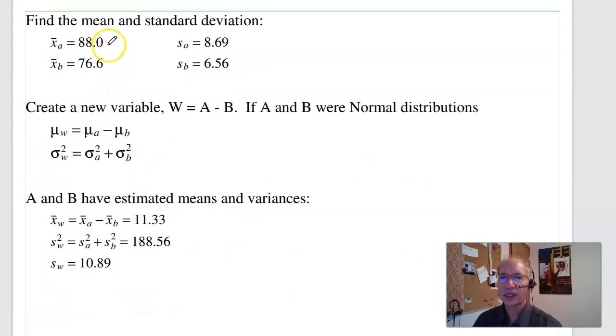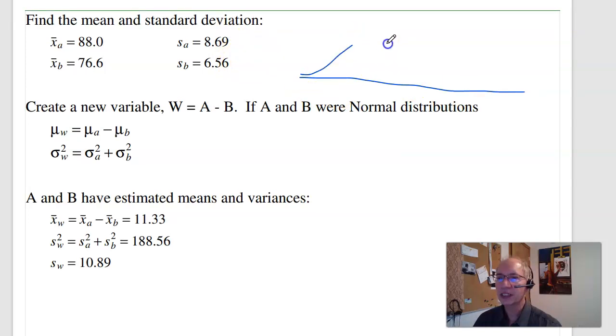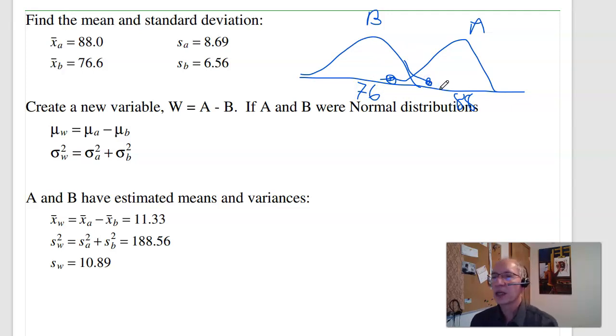So population A has a mean of 88, B has a mean of 76, A has a standard deviation of 8, B has a standard deviation of 6, and what that tells you is you've got these two populations. There's A and B. A has a mean of 88, B has a mean of 76. Again, it's not guaranteed that A is going to win. I could get a low-scoring A next game and a high-scoring B next game, so B could win. What's the probability that A is going to win?